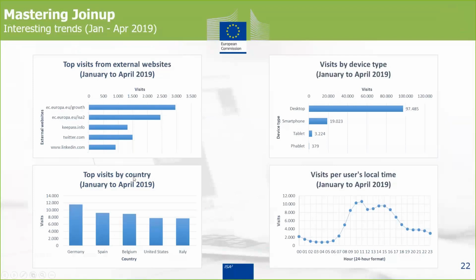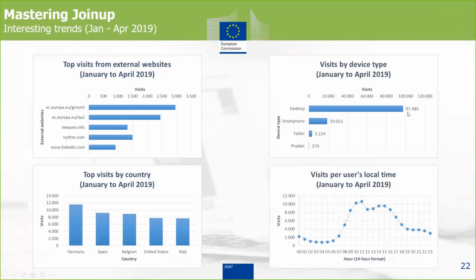Top visits by country. Interesting statistics here. You can see the top one is Germany, followed by Spain, Belgium. The outsider here is the United States of America. I don't know, but you could keep this in mind. Very interesting and highly unusual in our case, but you never know. And Italy is in the top, these are the top five countries. Visits by device type, another interesting statistic.